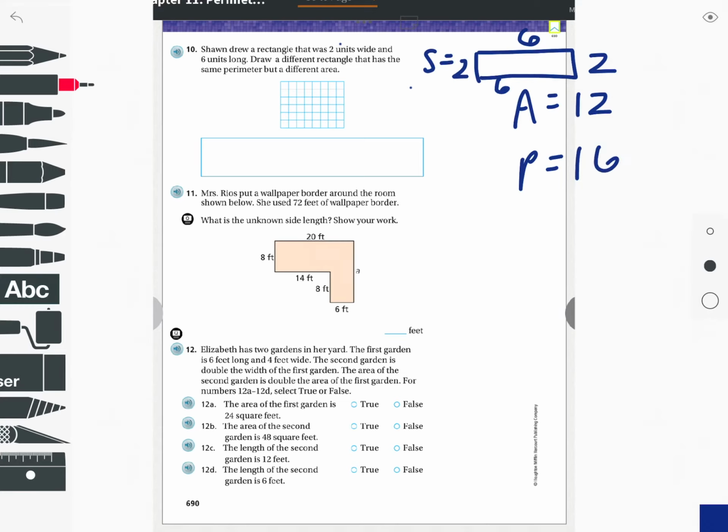So I need to draw another rectangle that has a perimeter of 16 units, okay? This is the same, but it cannot have the same area. It has to have a different area. So the 12 is going to be different. It cannot have an area of 12. This has to be different. Actually, I didn't do that. I can't read.